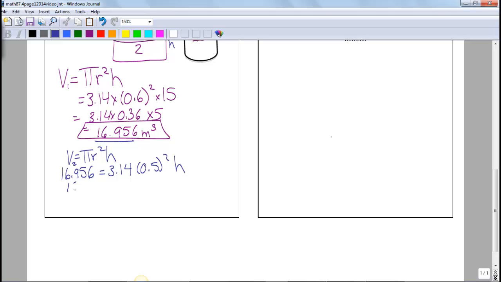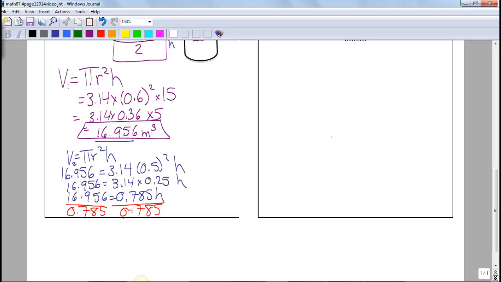Before we do, let's clean up some of those numbers. 3.14 times 0.25 times height. Let's figure out 0.5 squared, which is 0.25, times 3.14. That equals 0.785 times height. Remember, the way to isolate for h is you divide by that coefficient, the number in front. If I do it to the right, you have to do it to the left.